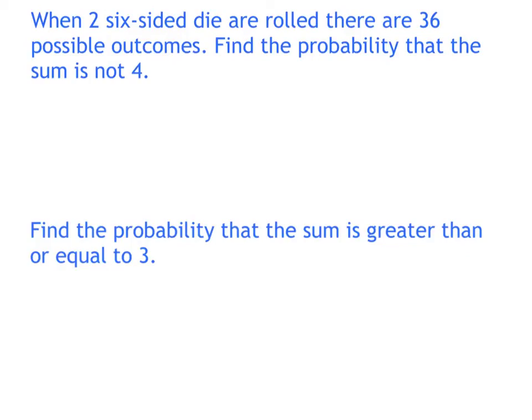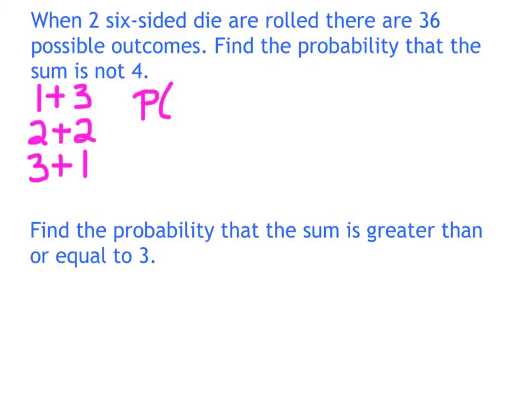All right, my last example. When 2 6-sided dice are rolled, there are 36 possible outcomes, right? Because there's 6 for each die, and 6 times 6 is 36. So find the probability that the sum is not 4. All right, we first need to figure out how many combinations do add up to 4, because it'd be easier to do that than to figure out how many don't add up to 4, right? So those combinations would be rolling a 1 and a 3, or rolling a 2 and a 2, or rolling a 3 and then a 1. Those are the only ways we could get 4. So there are 3.